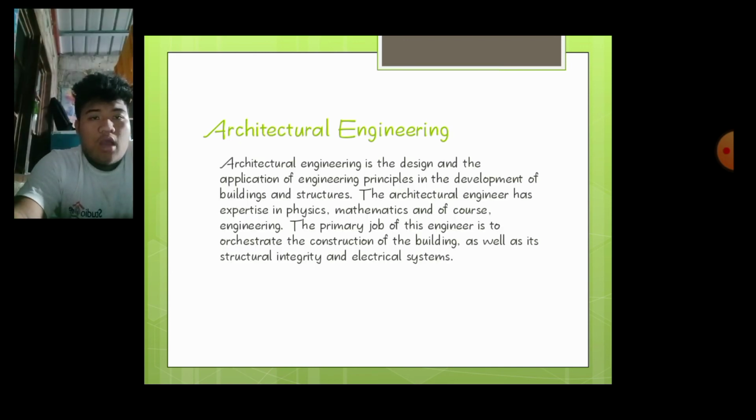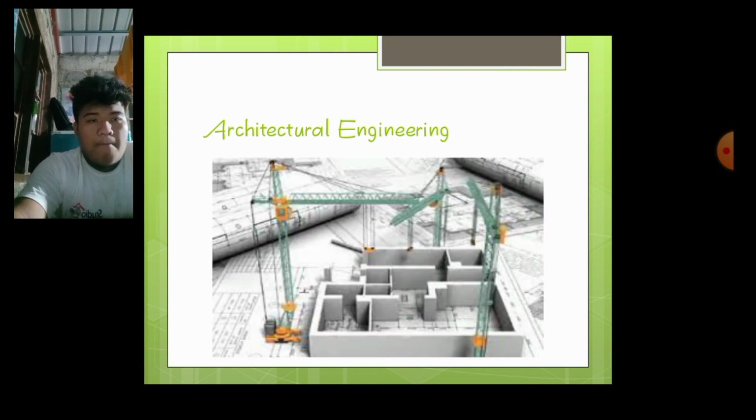Architectural engineering. Architectural engineering is the design and application of engineering principles in the development of buildings and structures. The architectural engineer has expertise in physics, mathematics, and of course, engineering. The primary job of this engineer is to orchestrate the construction of the building as well as its structural integrity and electrical system.